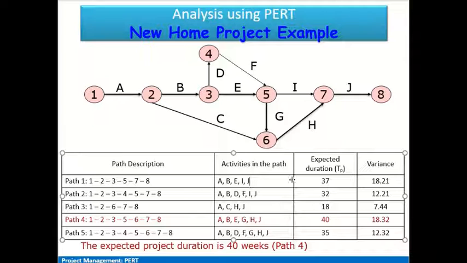Now once we have these values, we can see that the maximum expected duration is 40 weeks. So this is the longest duration. That means this is the critical path, and we expect the project to get completed in 40 weeks, and this path is project path 4, which is given by 1 2 3 5 6 7 8. So 1 2 3 5 6 7 8 is the critical path associated with this project, and we expect that project to get completed in 40 weeks, which is the maximum of the expected durations of the various paths.